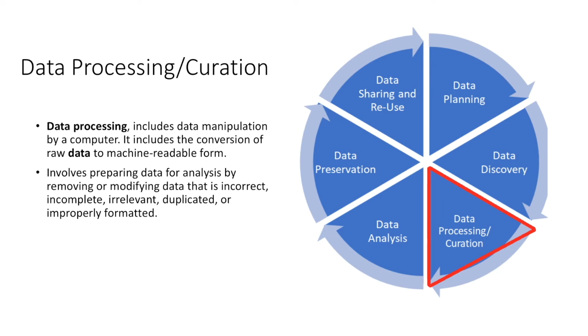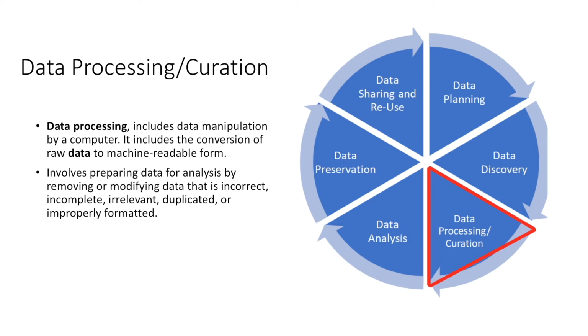Based on the previous stage, which was data discovery, the data processing and curation stage is where the data cleaning happens, where raw data is cleaned and prepared for analysis. Again, you want to clean a copied version of raw data so that if you accidentally clean the data incorrectly, you can always revert back to the original.